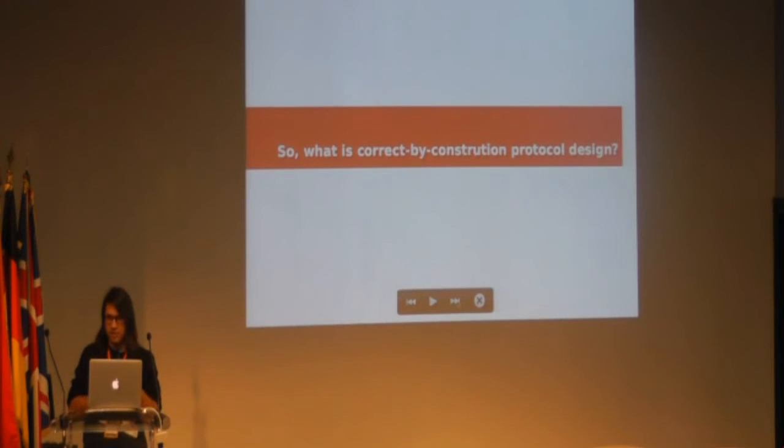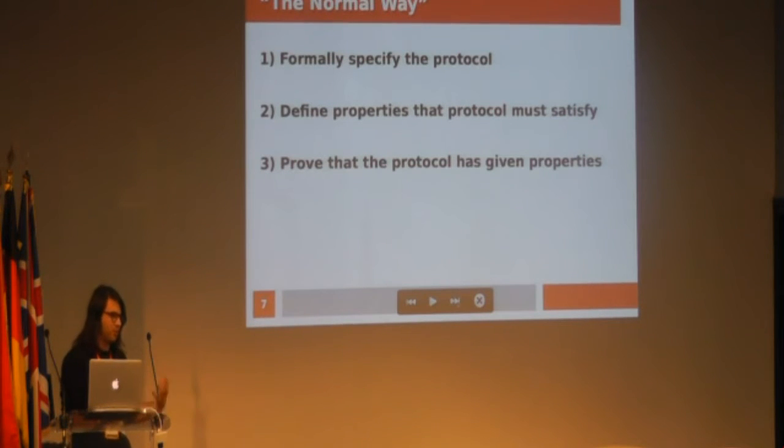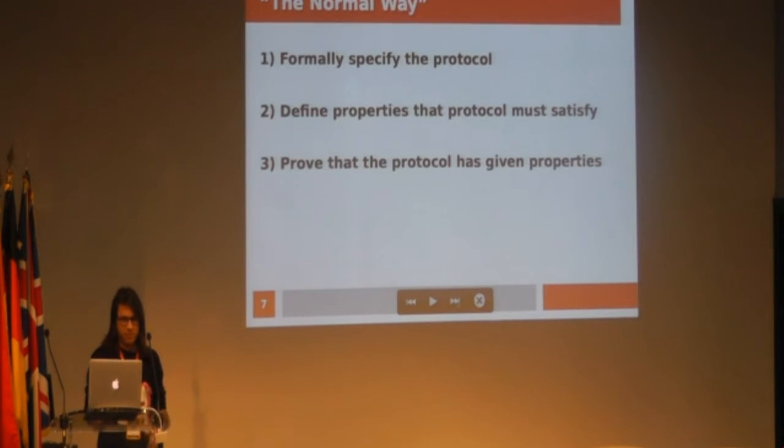So firstly, what is correct by construction? First, a little disclaimer: I'm not really an expert in correct by construction. This is really my first time ever doing correct by construction. But here's my take. The normal way to do formal verification of these protocols is you formally specify the protocol. Then you give similarly formal language to some properties that you want that protocol to satisfy, and then you provide a proof that the protocol satisfies those properties.